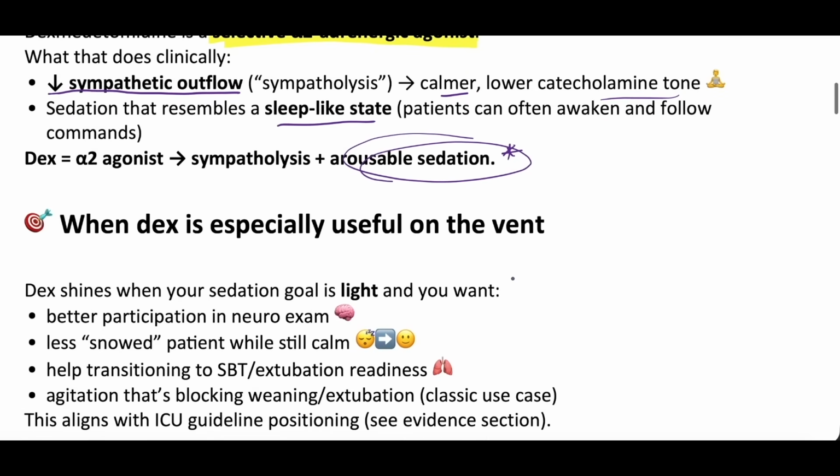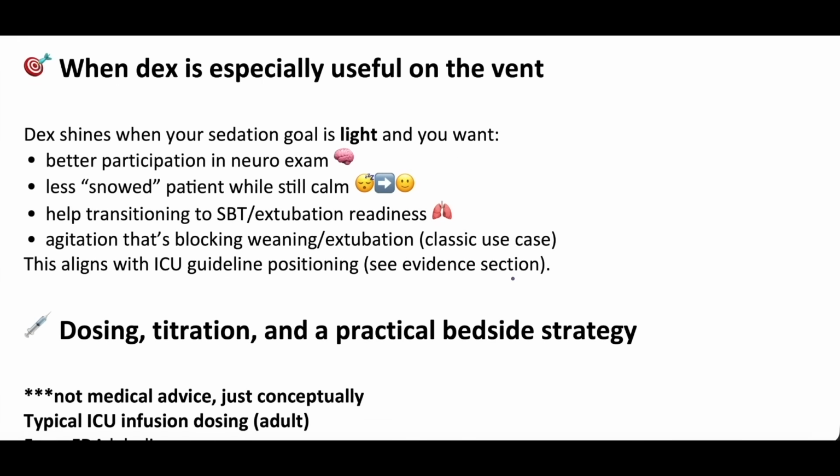When is it especially useful on the vent? Well, dex really shines when your sedation goal is that light sedation, right? That RASS of 0 to -1. If RASS is a foreign concept to you, the Richmond Agitation-Sedation Scale, again, search Whiteboard Medicine RASS. We got some episodes on it. But when you're really targeting that light sedation, you want better participation in a neuro exam. You don't want a patient snowed at all. Maybe you're transitioning them to a spontaneous breathing trial to get them ready to extubate, all that kind of stuff.